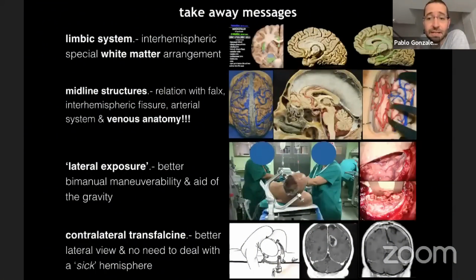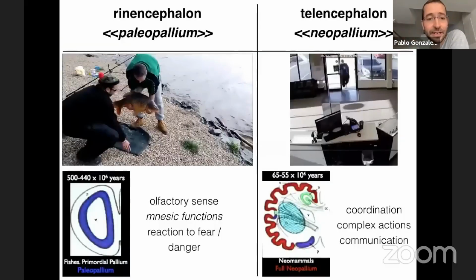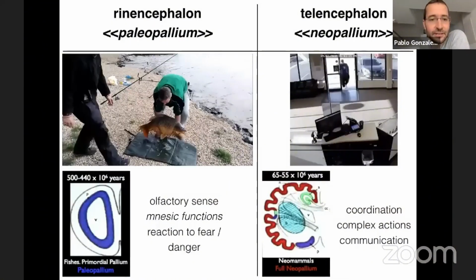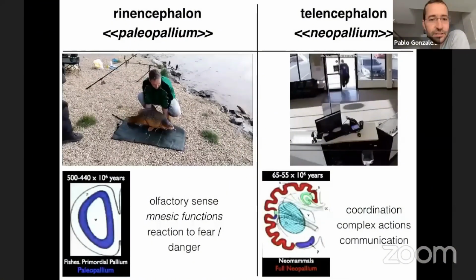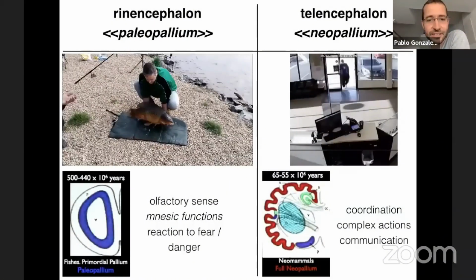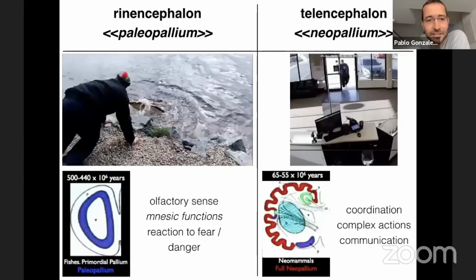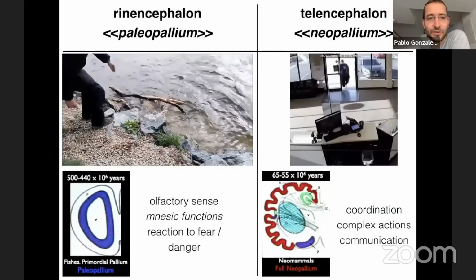So thank you so much, and let me finalize with this slide in which we can see that we had a brain like the fishes, and mainly they have paleopallium. So they are mainly programmed with olfactory functions, mnesic functions, but mainly they react to fear and danger. Look at these 2 guys who were taking this fish. They catch it. They wanted a nice picture, but the fish has in his rhinencephalon the message to escape. So he did it, and the 2 guys couldn't control that one.